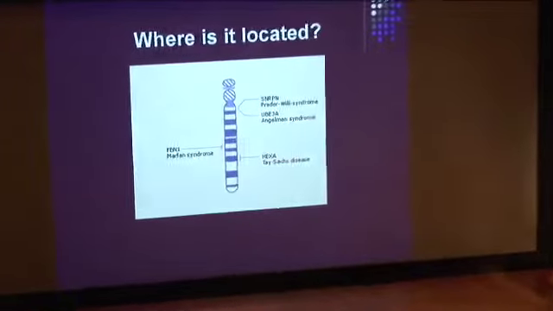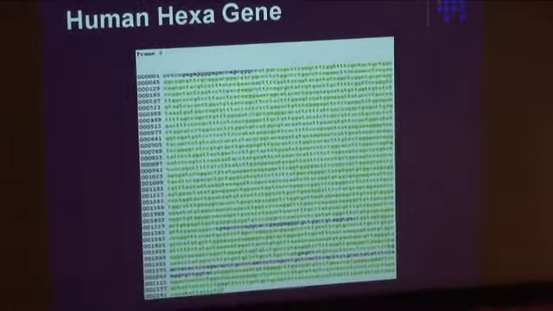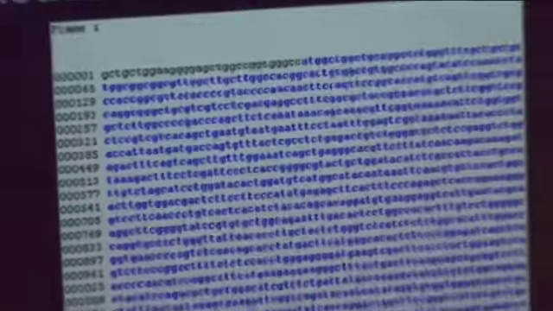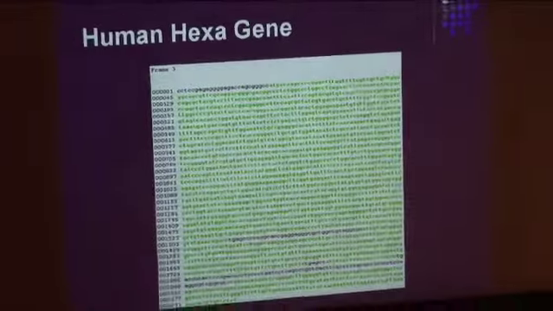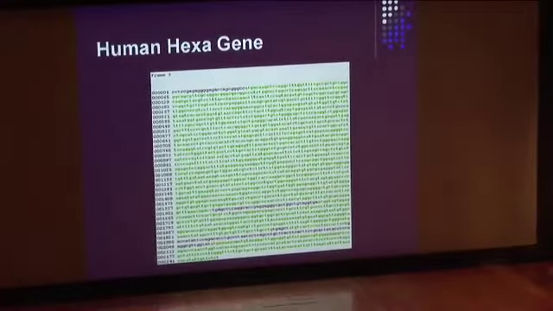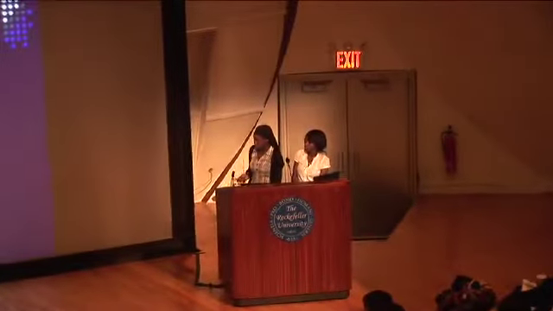Okay, so this is a picture of the 15th chromosome, and the HEXA gene is located here. I did a comparison of the human HEXA gene and the mouse HEXA gene. The green and the blue show similarities between the human HEXA gene and the mouse HEXA gene. The black is the differences. And in the mouse HEXA gene, there's a longer chain of differences than in the human HEXA gene.